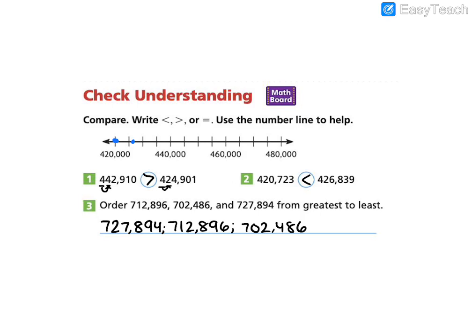Then we went ahead and ordered 712,896, 702,486, and 727,894 from greatest to least. And here's where this one might get a little tricky. We're looking for the greatest value, 727,894. The next greatest would be 712,896, and the least being 702,486.